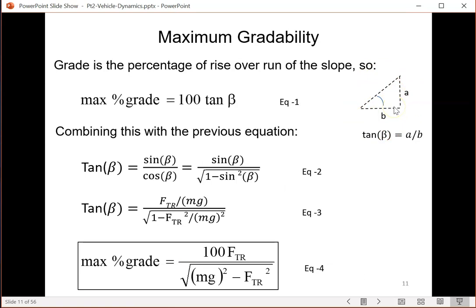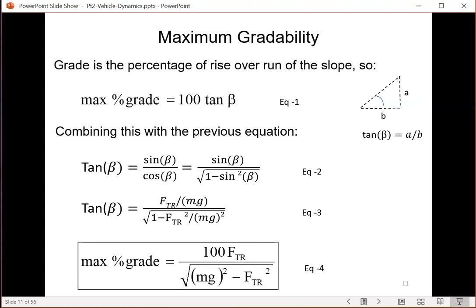I'm going to define the maximum gradient, or the maximum gradability of a car, by gradient, which is tangent beta, and I can define that as a percentage. Tangent beta will give me a decimal point, but if I multiply that tangent beta by 100, I get a percentage. Either way, it really doesn't matter whether you use decimal point or percentage, it's the same number.